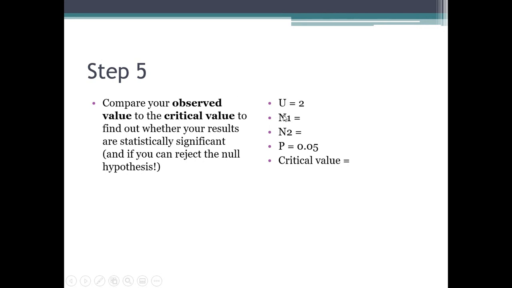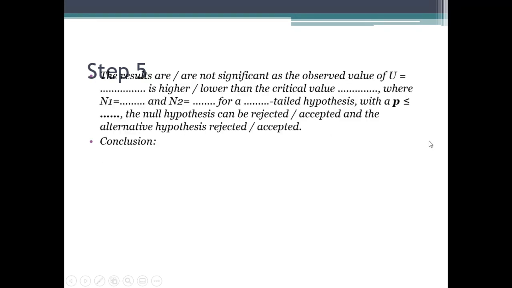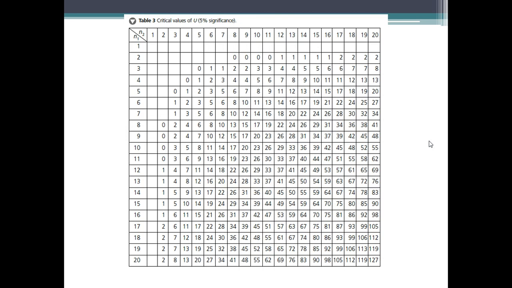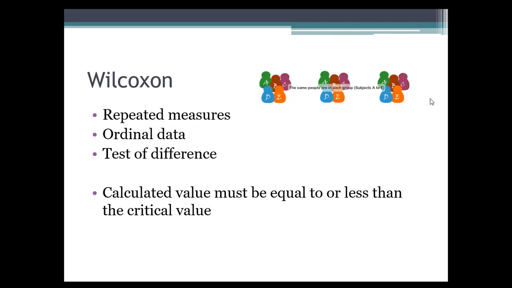What you have to do in this test is, you've got 2 n's because you've got 2 groups. You have to work out what your n's are and then find out what your critical value is. And that is how you will write your conclusion up. The critical value table for this test looks slightly different because you've got two n values. You have to look down and then look across to work out your results.